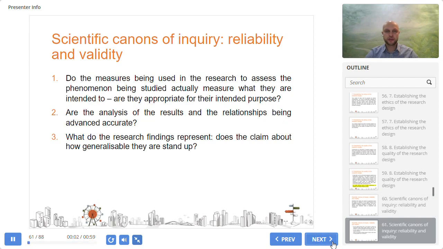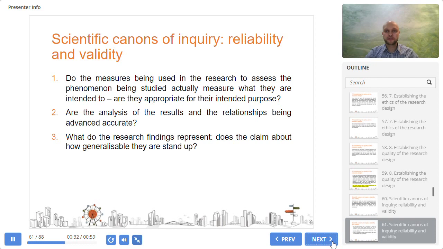Also, I would like you to think about the information below. The first, do the measures being used in the research to assess the phenomenon being studied actually measure what they are intended to? Are they appropriate for their intended purpose? The second, are the analyses of the results and the relationships being advanced accurate? What do the research findings represent? Does the claim about how generalizable they are stand up?